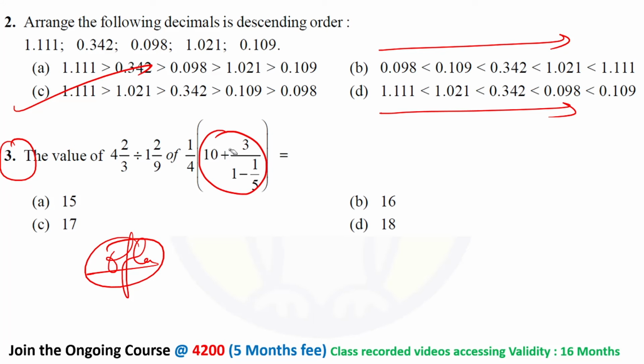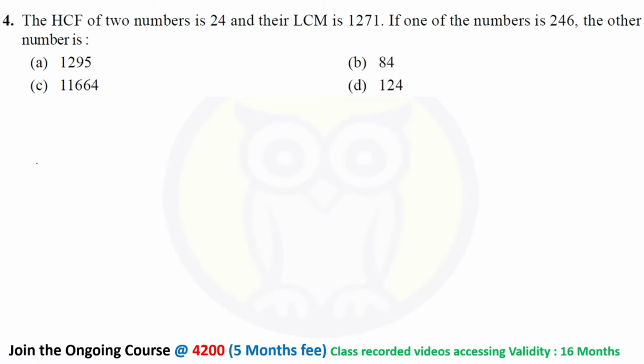Question number 3. The LCM of 4 is the denominator, so we get 55 by 4. Division is solved in the same way as in the console method.